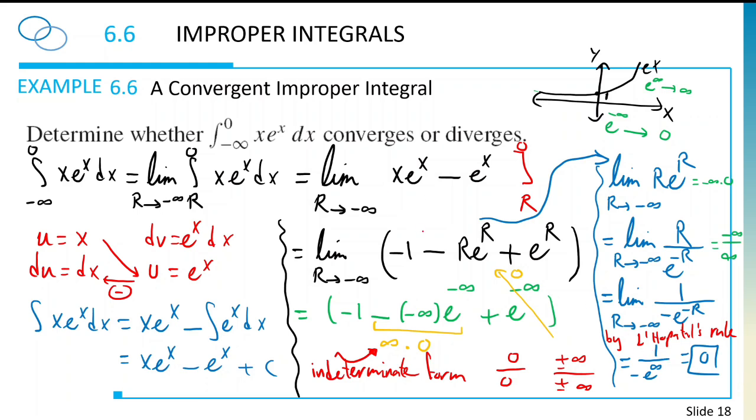Now notice that this limit here, the one in the middle, equals 0. This one is 0, this one is 0, and I have only negative 1. So basically overall this is equal to what? Negative 1. So I can say at the end that hence the integration from negative infinity to 0 of x e to the power of x dx converges to negative 1. Okay, so this is really an important example on how to deal with it.